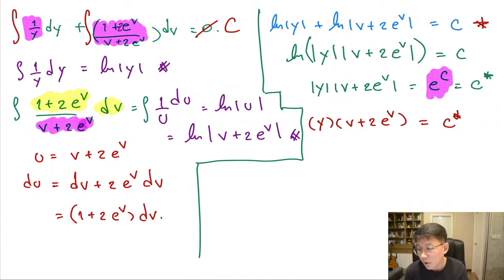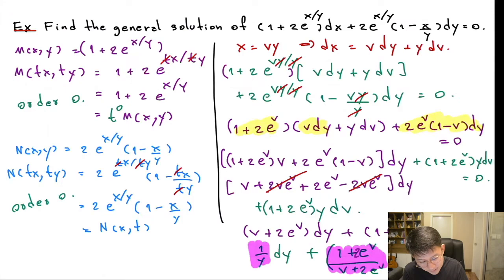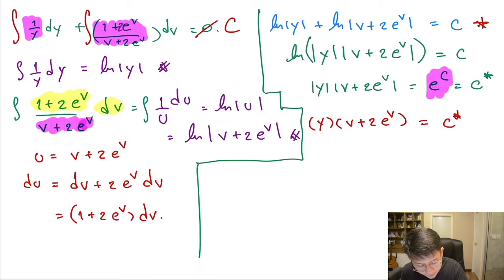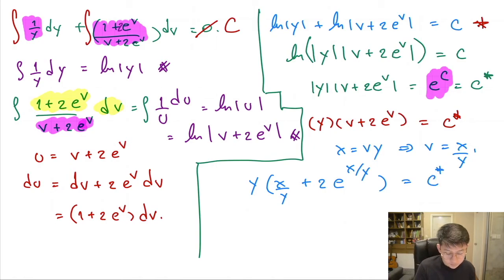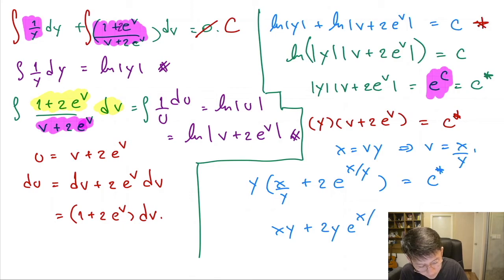This is a solution. Oh, I forgot one thing. You need to substitute v back into the solution. So v is actually what? x is vy. Sorry, x is vy, so v is actually x divided by y. So in that case, it's y times (x/y + 2e^(x/y)) equals c. Or it can be written as x + 2ye^(x/y) equals c. Sorry, the y cancels out, that's x. My bad.